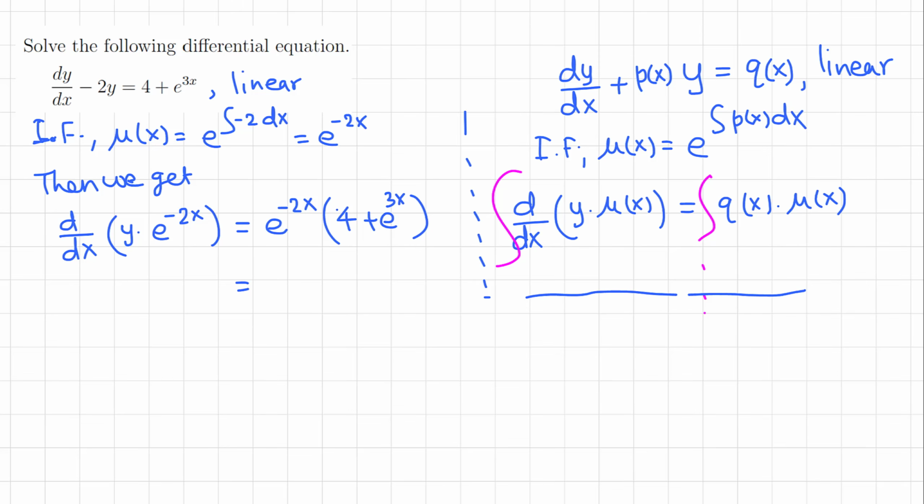Let's multiply, meaning let's distribute this. This is 4 e raised to negative 2x. On the second term, e raised to negative 2x times e raised to 3x. When we multiply, we add the exponents. So negative 2x plus 3x is just x. So plus e raised to x. That's the right hand side. Now we integrate both sides.